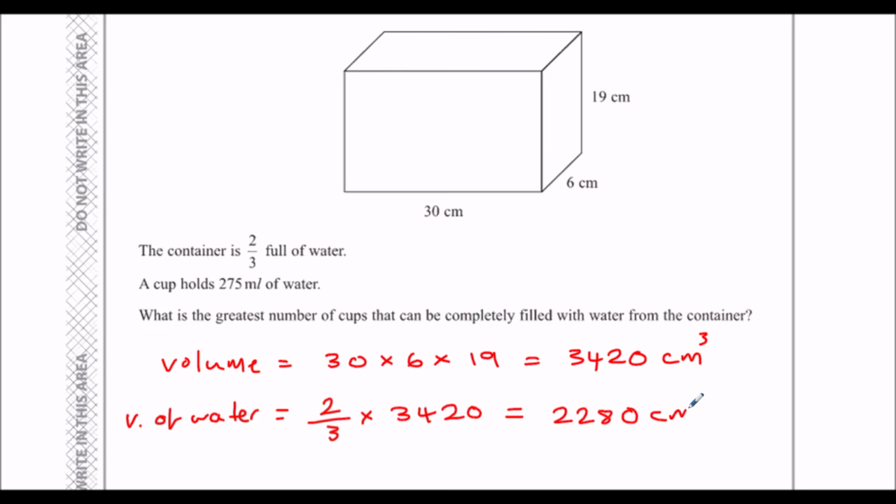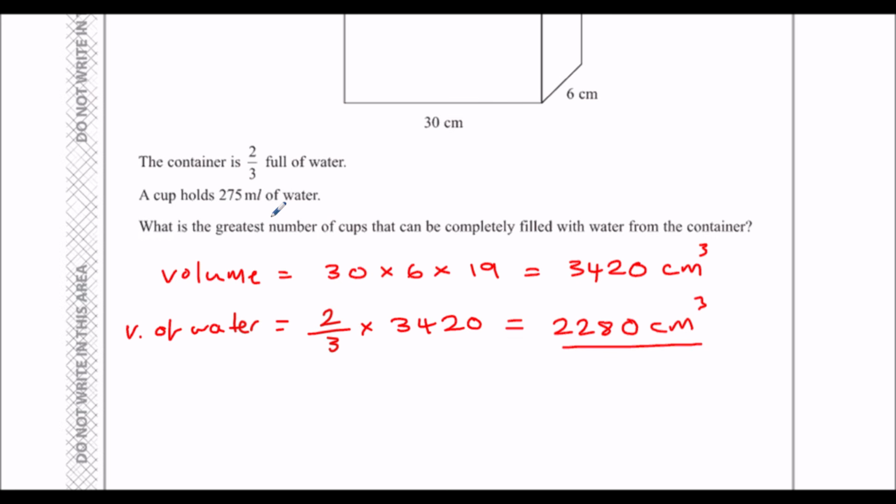And again, centimeters cubed. Now, the cup measurements, we've got milliliters. And the amount of water we've got centimeters cubed. And they are actually the same thing. So 1,000 centimeters cubed equals 1 litre. And 1,000 milliliters equal a litre. So centimeters cubed and milliliters are the same thing.